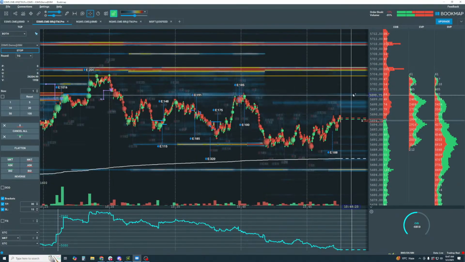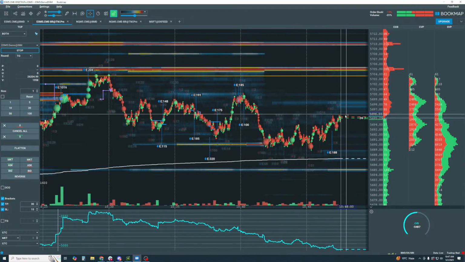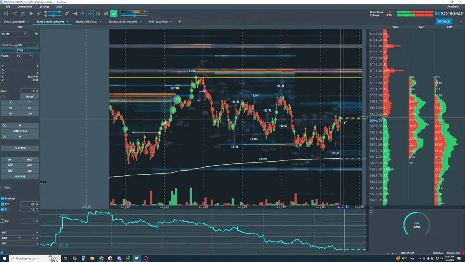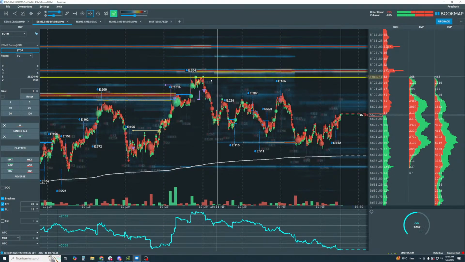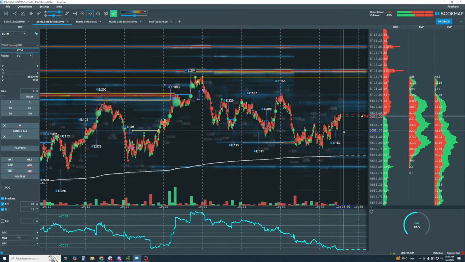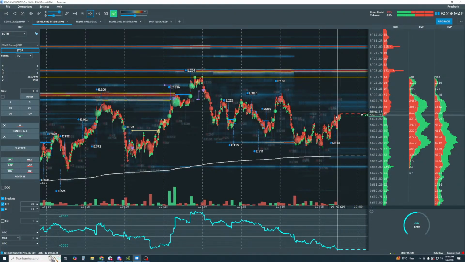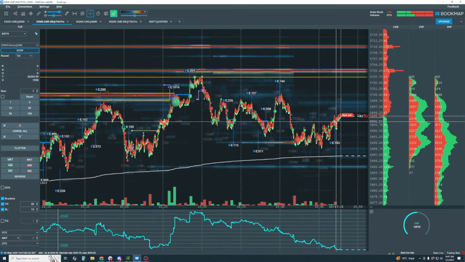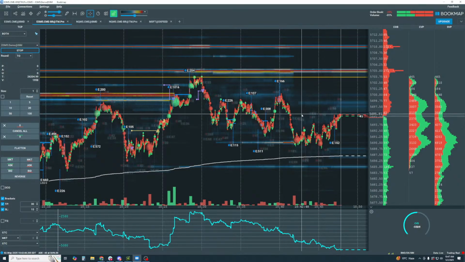Okay, let's see. Do we get buyers now interested? Taking it back up here, retesting that zone, that option zone up here. I don't see them yet. I see nothing right now. It's just pretty choppy.